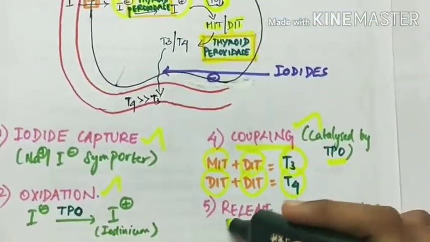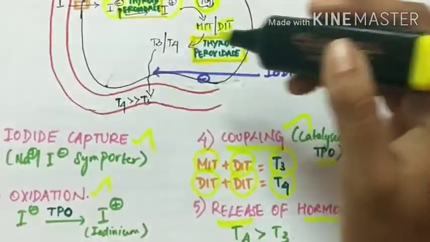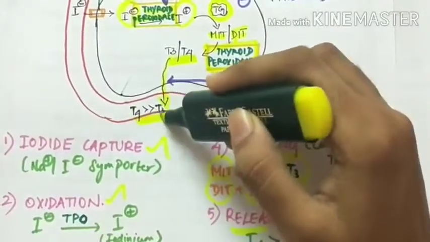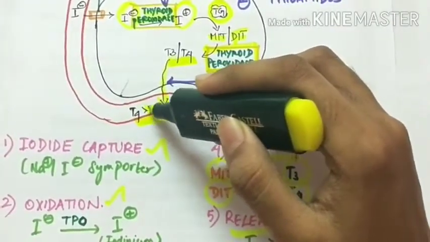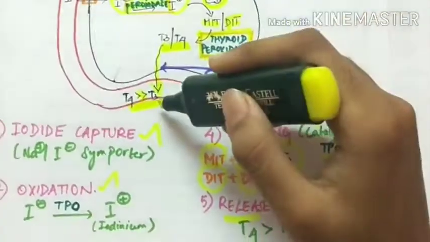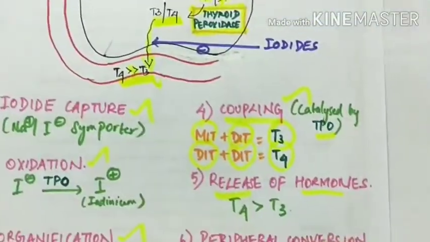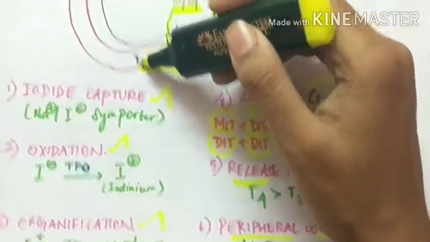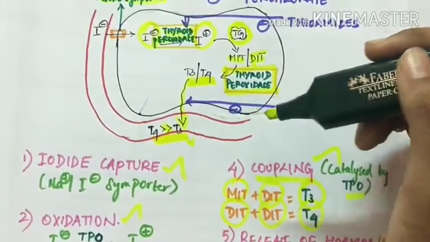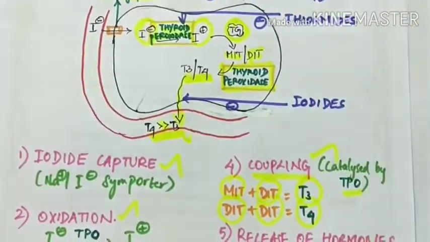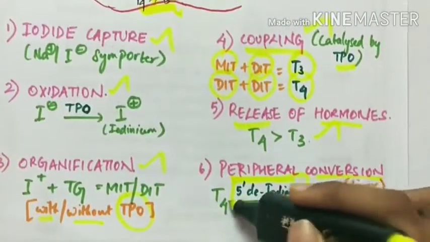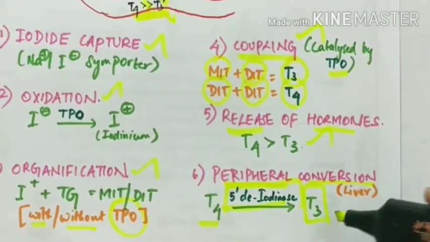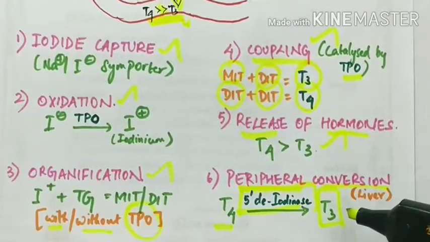The fifth step is the release of hormones into the blood. The T3 and T4 synthesized in the gland are released into the blood. T4 is released more than T3. T3 is released only in very small amount. Next, the sixth step is peripheral conversion. That is, T4 is converted to T3, which happens in the liver with the help of enzyme 5'-deiodinase. T4 gets converted to T3 as T3 is the active form. This is about the synthesis of thyroid hormones.